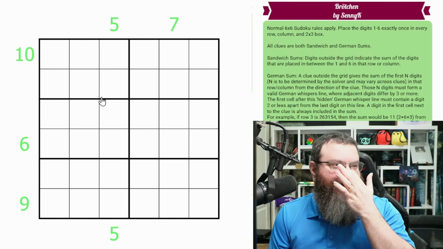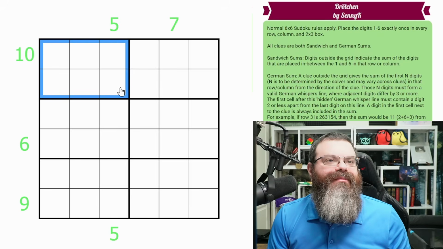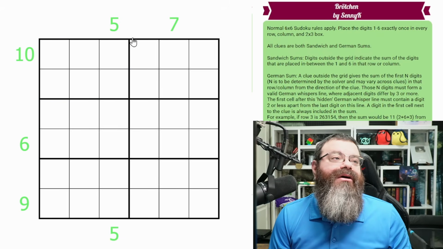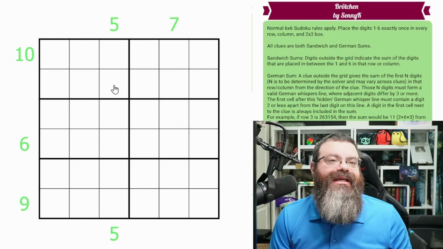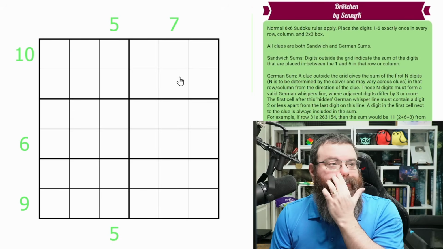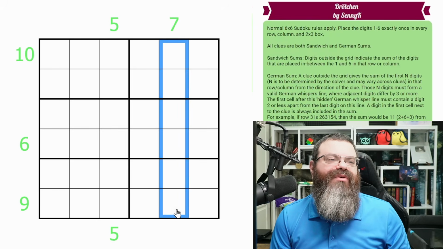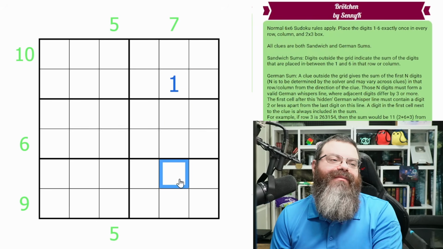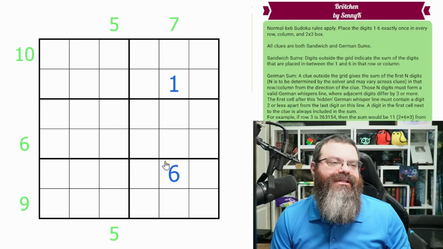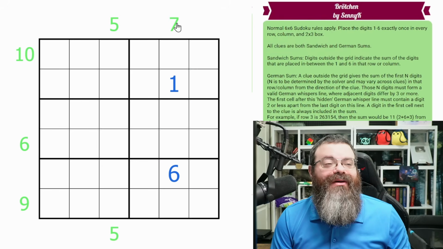We have normal 6x6 Sudoku rules. So in each row, each column, and each 2x3 box, we are placing the digits 1 to 6 exactly once each. All the clues outside the grid are both sandwich and German sums. So, sandwich clues. Each of these, remember, does double duty. As sandwich clues, we're looking for the 1 and the 6 in the column, because this is a column clue. A row clue would use the 1 and 6 in the row. But wherever the 1 and 6 are, the digits in between them will sum to the clue outside.